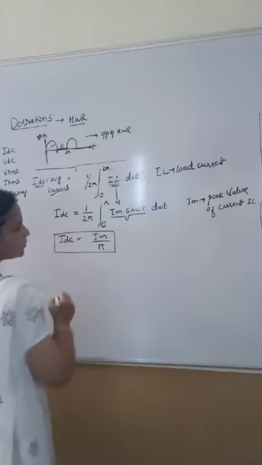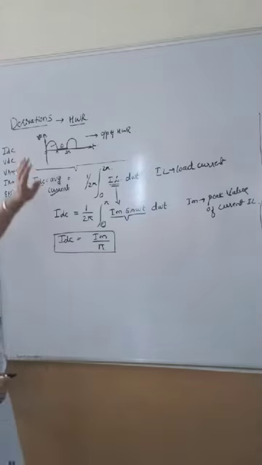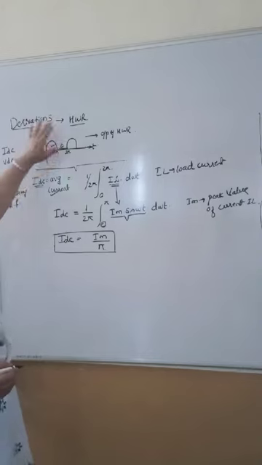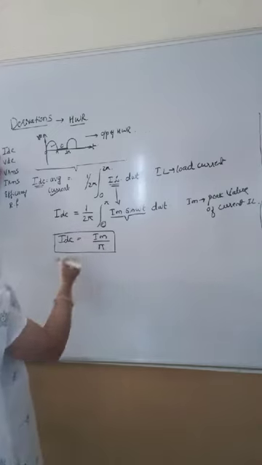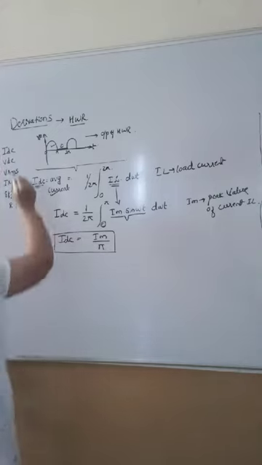Hope you have understood this derivation. Keeping in mind the waveform for a half wave rectifier, we are deriving all these equations. What is this IDC? The DC output current, or the average current. We have derived the equation for IDC under the half wave rectifier, and it comes out to be Im by pi. So this is over.